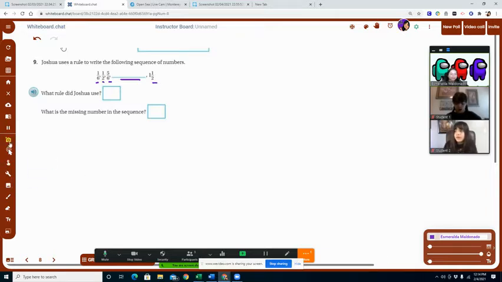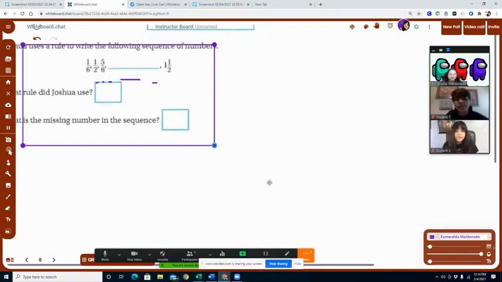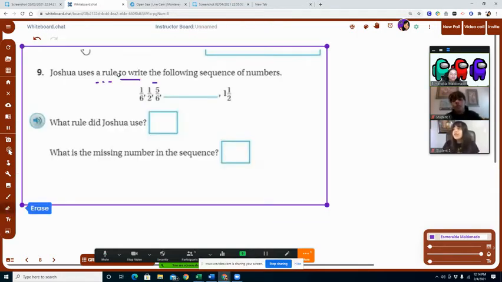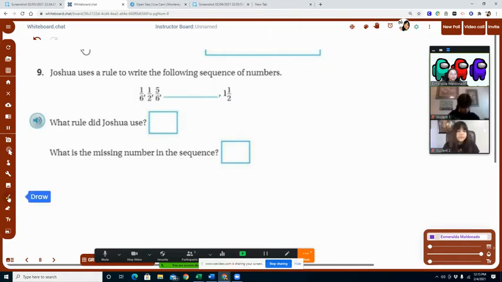Let me go ahead and make this bigger. I'm not sure if you guys can see it clearly. Let me erase my markings. Okay, so he has a sequence here, and we want to find what rule Joshua used. So we want to find the rule. That is the keyword. And then we're going to have to find the missing number.